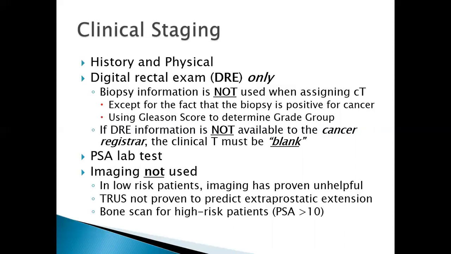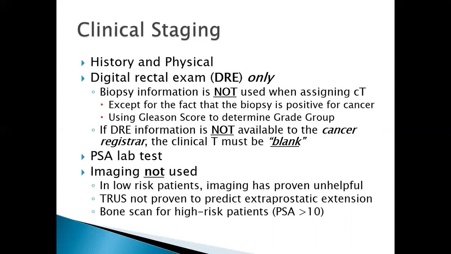If you're abstracting a prostate case and you, the cancer registrar, have no information pertaining to the DRE, you must assign the clinical T, the CT, as blank, and you will not be able to assign the stage group then, okay? There won't be any cases like this in class, all right?